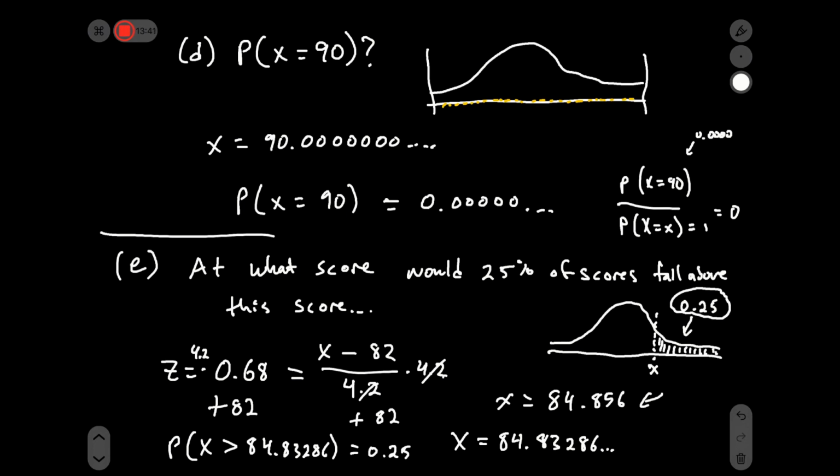Okay, so if you get something close enough to this, for example, if you just put 84.8 or just 84, I'm going to give you the credit for this question.